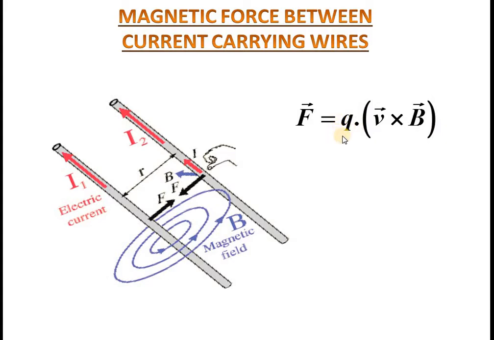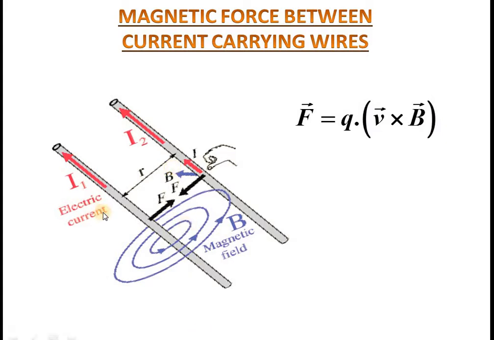A similar formula we can derive for current carrying wires, because inside the wire there are charges. So obviously when a current carrying wire is placed in a magnetic field, the charges will experience a force, so we can say that the wire also experiences a force. Today we will find the expression for the force experienced by such wires.